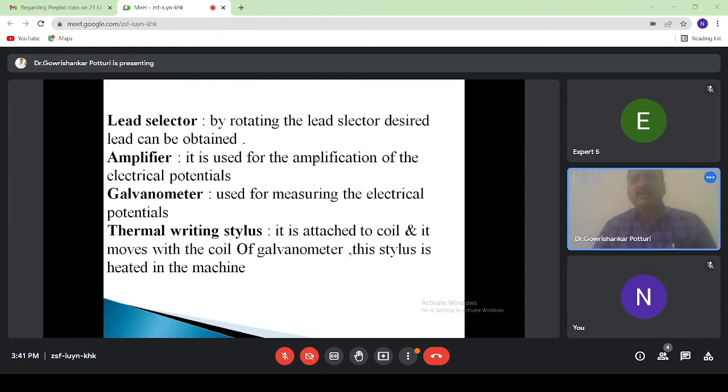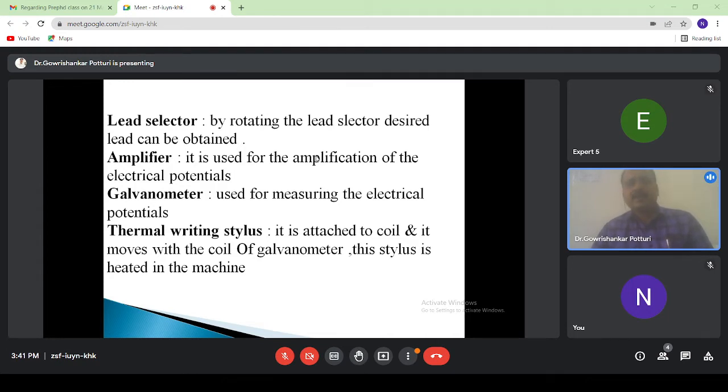Normally in ECG we have 12 leads. In one ECG graph, we will be having 12 leads. So with this lead selector, we will be able to select which lead we want the ECG in. Then it has an amplifier which amplifies the electrical potentials. Then we have a galvanometer. This is used for measuring the electrical potential.